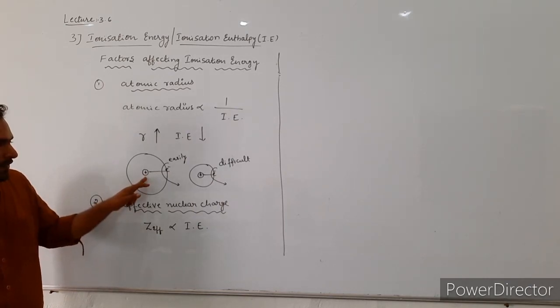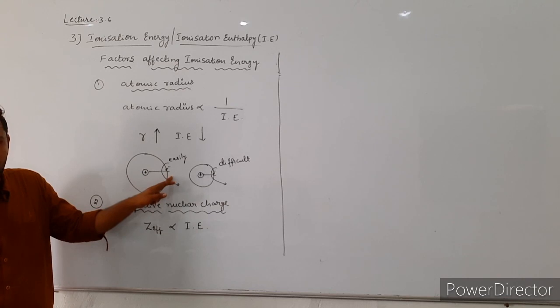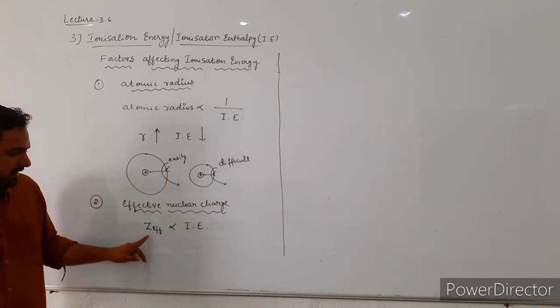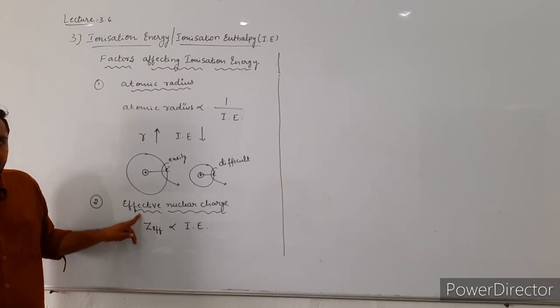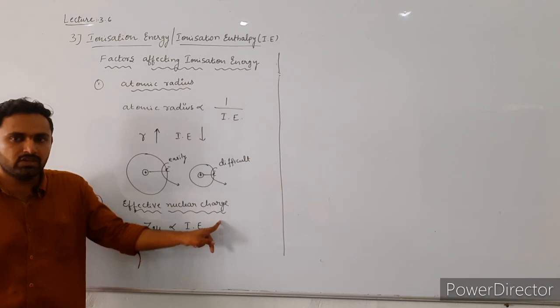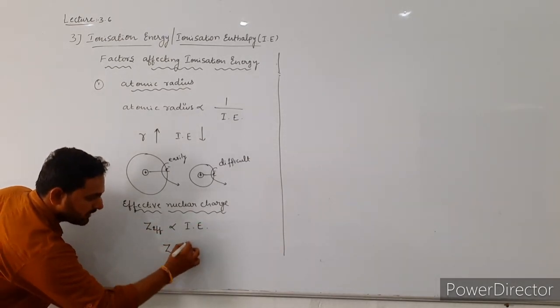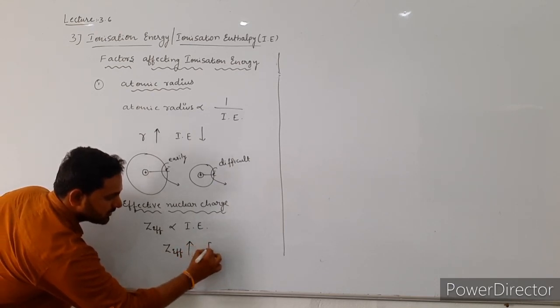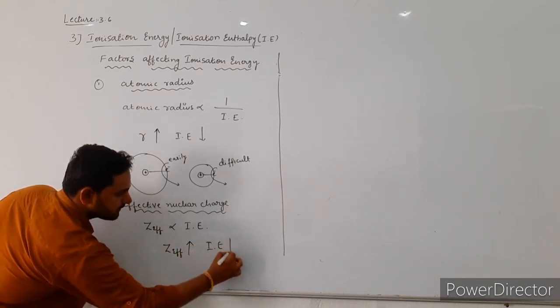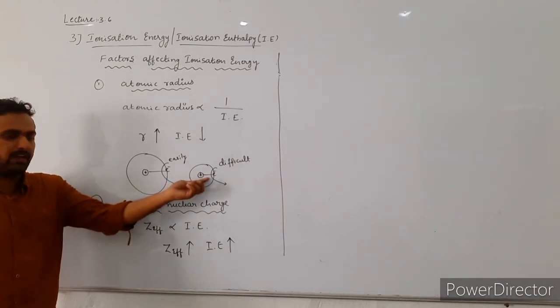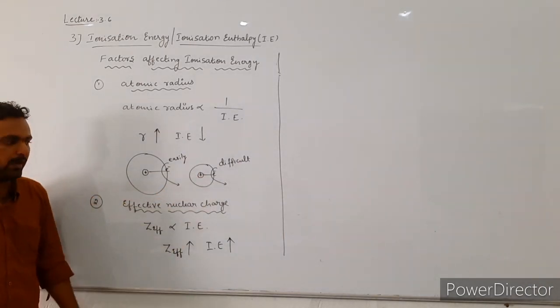If there is more force of attraction between the nucleus and the electron, then more energy is required. That's why as the force of attraction increases, ionization energy increases. As effective nuclear charge increases, ionization energy increases, because if there is more force of attraction, more energy is required.